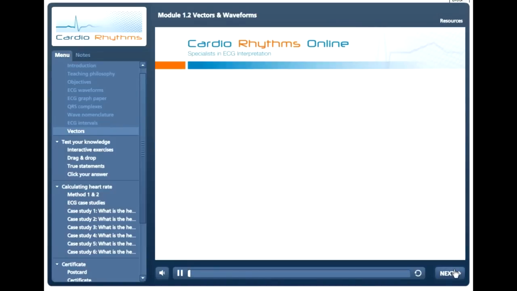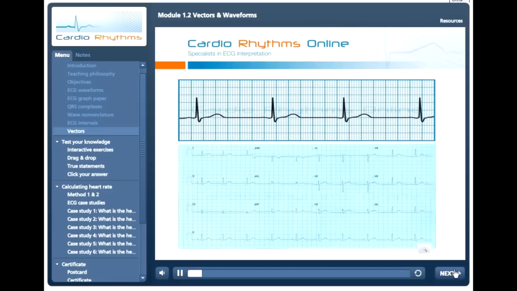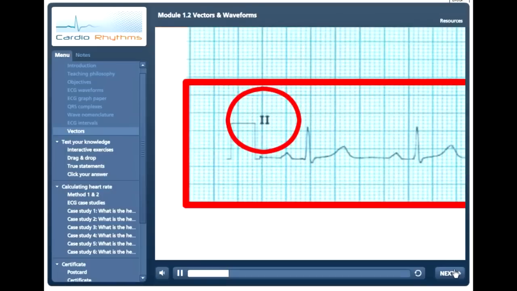For arrhythmia recognition, it's really only necessary to view a rhythm strip. On a 12-lead ECG, the rhythm strip is usually displayed at the bottom of the ECG paper. The lead that is chosen for the rhythm strip will determine the direction of the PQRST waveforms. Very often we use a lead 2 for rhythm strips.